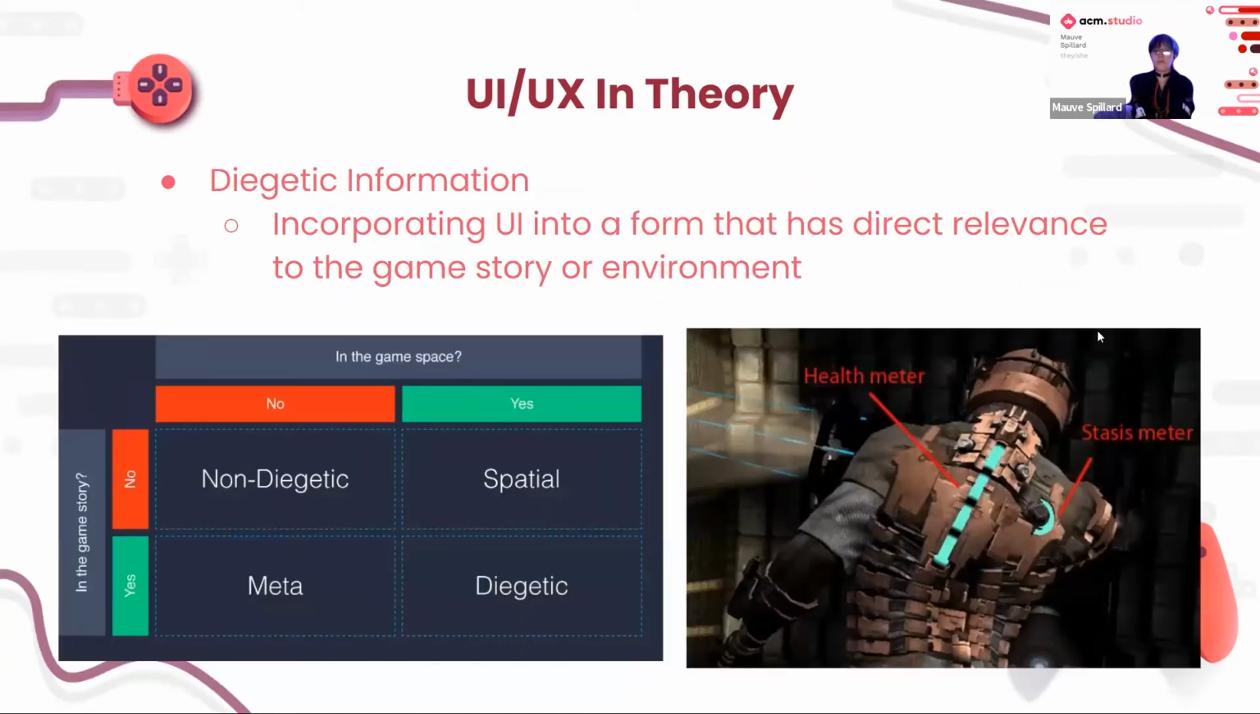Another part of UI/UX that's interesting is the concept of diegetic UI information. By diegetic, it just means something that is both in the game space and relative to the game story. A lot of the time when we think about UI components, we think about things that are not directly in the game world, like the health bar isn't something that in theory the character is able to see, but it's still information we need.